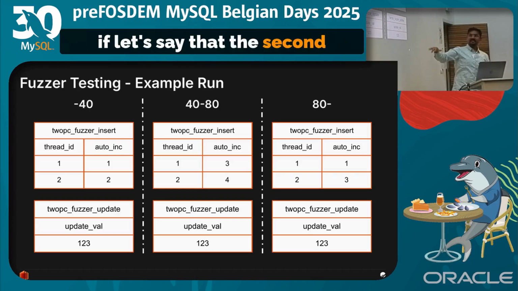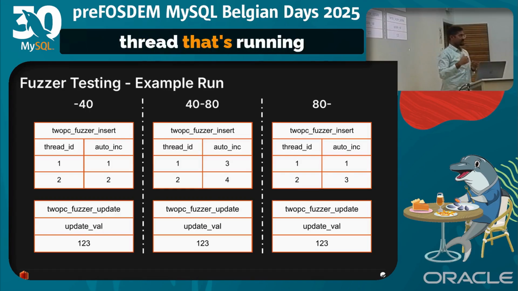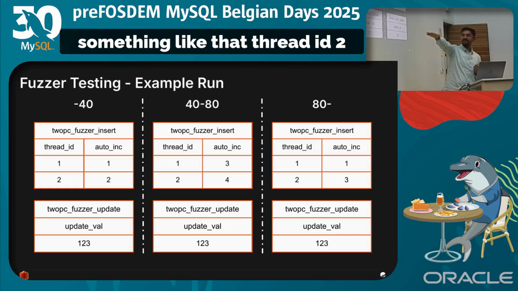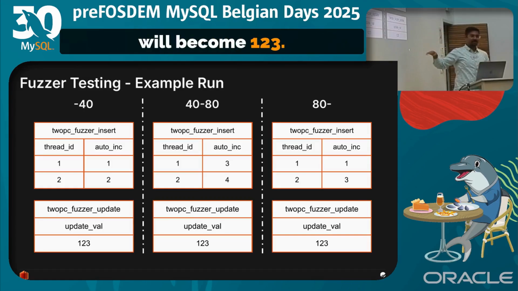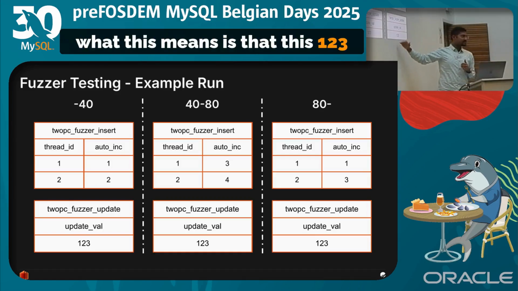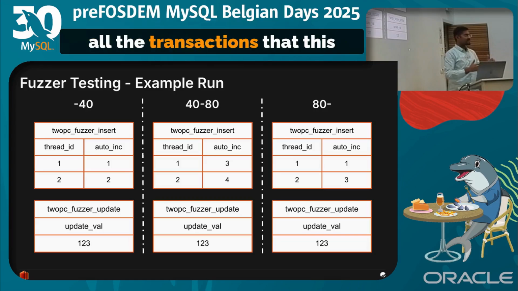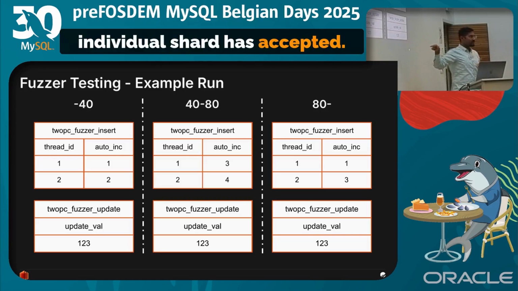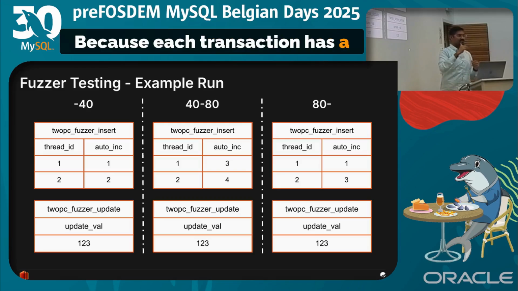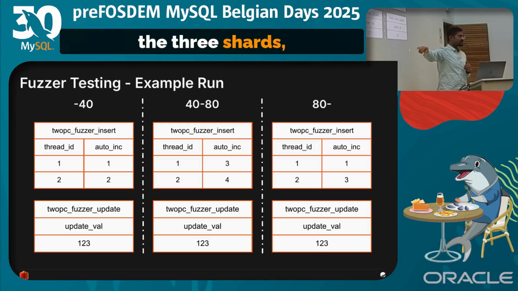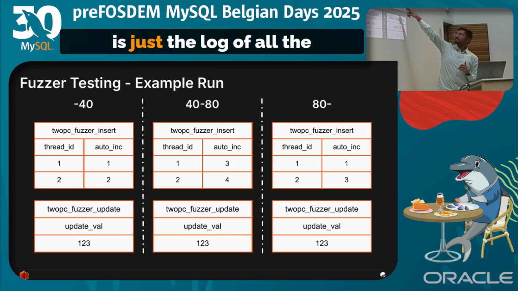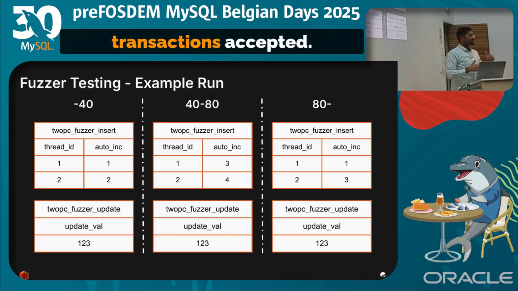Following this, let's say the second transaction runs, but from the second thread. It would insert this row, something like that, thread ID 2, and the update value will become 123 if the random value it chose was 100. What this means is that this 123 is kind of like a checksum of all the transactions that this individual shard has accepted. Because each transaction has a random value that's generated and updated on all 3 shards, this becomes a checksum. And this is just a log of all the transactions that each shard accepted.